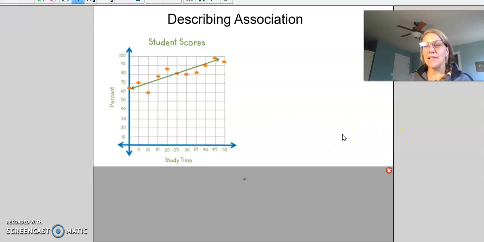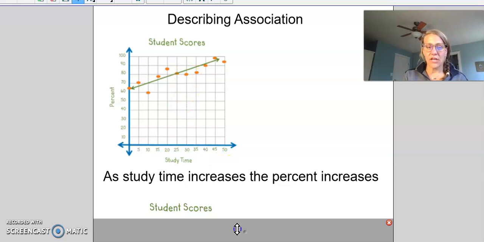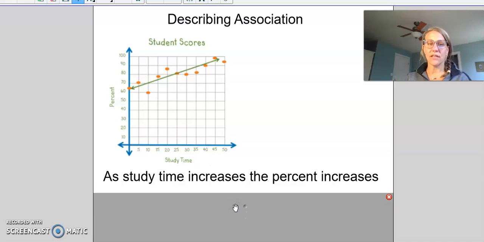All right, so last couple things here. We're going to do some describing of association. I'm going to do the first one for you. We've done this a little bit in the past, so I'm hoping you catch on to this. If we describe this association, you're noticing that it's going up. Both values are going up. It's going over to the right and up. So that means the study time is increasing and the percent is increasing. So describing this association, we would say as the study time increases, the percent is also increasing. As one of these values increases, the other is increasing.